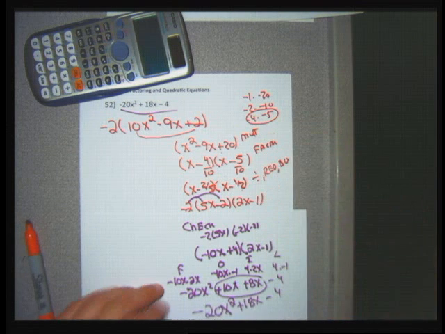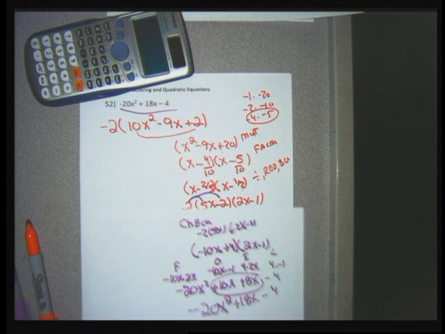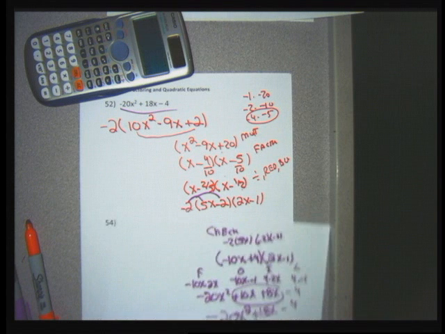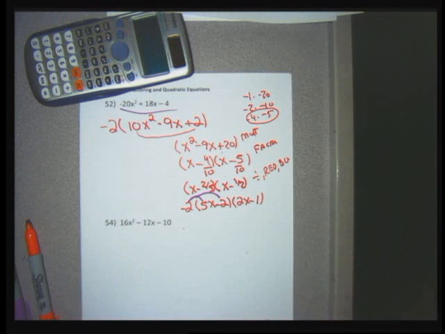That's exactly the original problem, so I know my answer is correct. That's the only way you can know when you factor that you have a correct answer. If you take your factored answer, multiply it out, it has to equal the original problem.